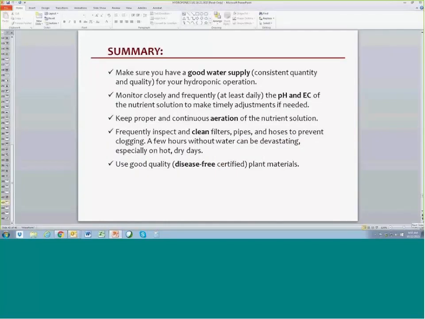So just to summarize the last two slides, make sure you have a good water supply in your hydroponic system. Quality of the water is very important, as we mentioned, because it is also related to the pH. Monitor very closely the pH and the EC. Make sure you have good aeration of the system, and frequently inspect and clean all of the components, especially after you finish your cycle. Use good quality plant materials, starting from seeds, or if you get transplants, or grow your own transplants, make sure they are disease-free. If you have a doubt there might be a disease or insect, do not use those. Next one.